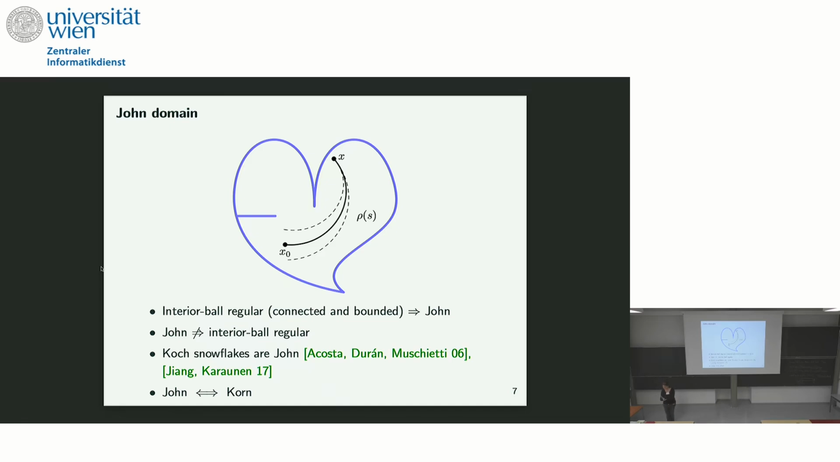Koch snowflakes are John. If you want a precise definition, what is a John domain? Basically, the property is the following. You fix a special point x0, and you have a given constant C_J. And then what you can say is that for every point in your domain, you can fit a slanted cone, in such a way that here in the middle, you have an arc length parametrized curve. And you can always say that the distance of this curve from the boundary of your domain is bigger than a given constant, the John constant, times this parameter s.